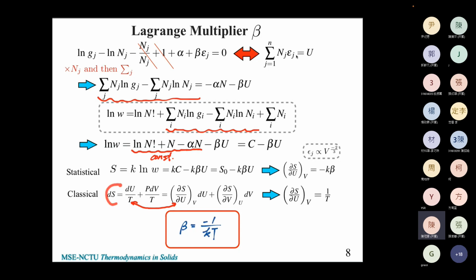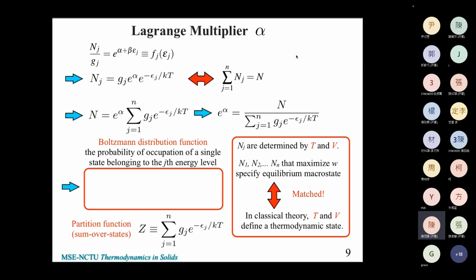classical one。classical 的 ds 怎么写呢？可以把它写成这样子。然后我们也会发现，如果我们看 ds 是两个 du 跟 dv 的线性组合的话，前面的斜率就分别会等于 e 除以 t 跟 p 除以 t。没关系，我们只要看前面这个就好。partial s over partial u at constant v 会等于 1 over t。写出来以后，这两个相等，所以贝塔就可以算出来啦。好，非常的聪明。OK，接下来是 Lagrange multiplier alpha.